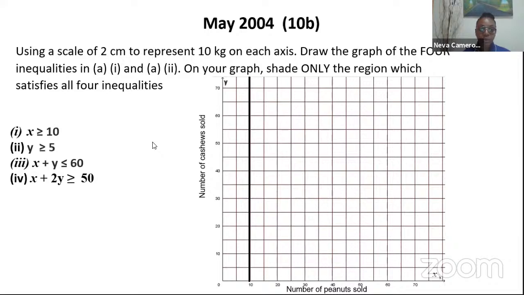Very good. Now, if we're talking about the region that is greater than or equal to 10, where would we shade on this graph? To the right. All right, snap, snap, snap, sir.